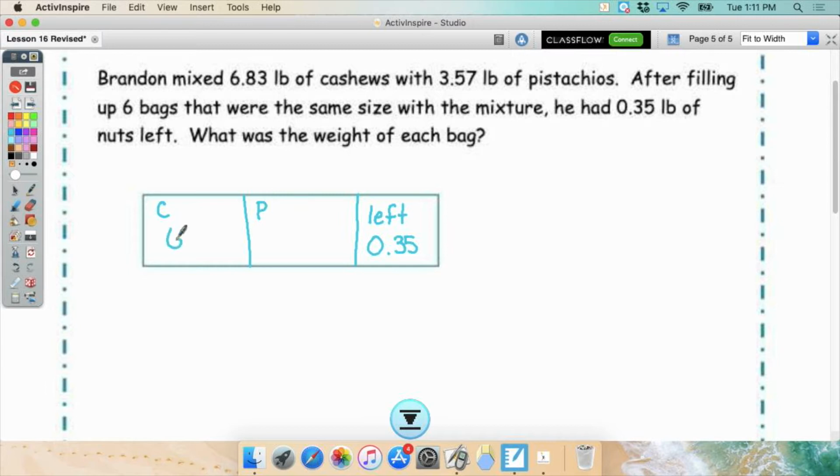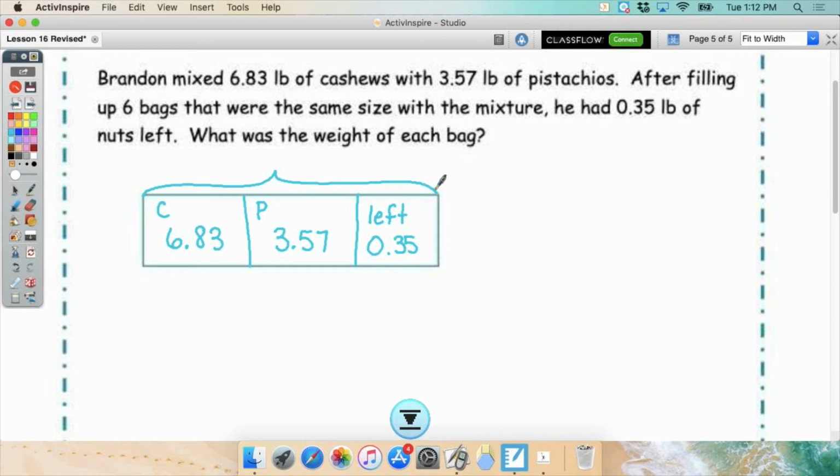So the cashews weighed 6.83 and the pistachios weighed 3.57. Now here's what it says. He mixed all the nuts together and then he divided them into 6 equal bags, but he had some left over. Okay? And at first when I looked at this, I thought, oh, I've got to add it all.